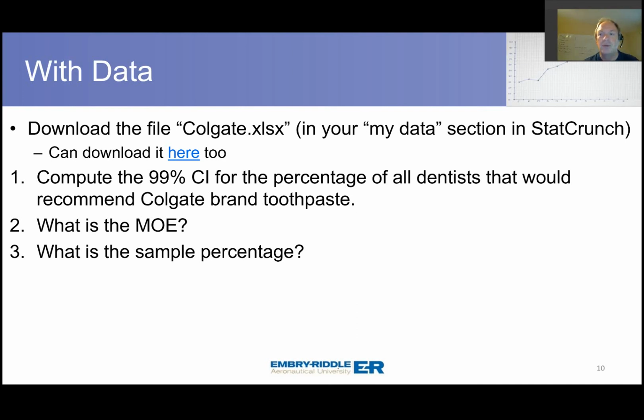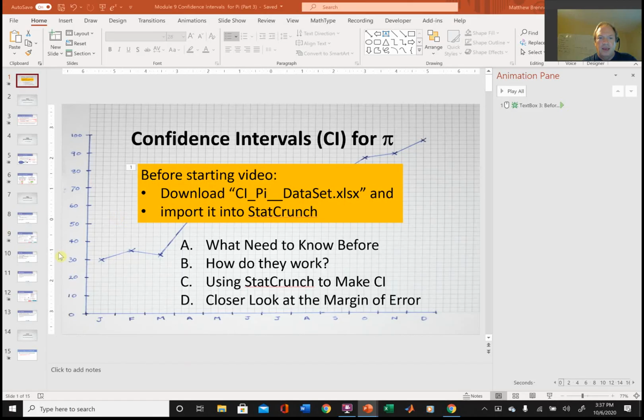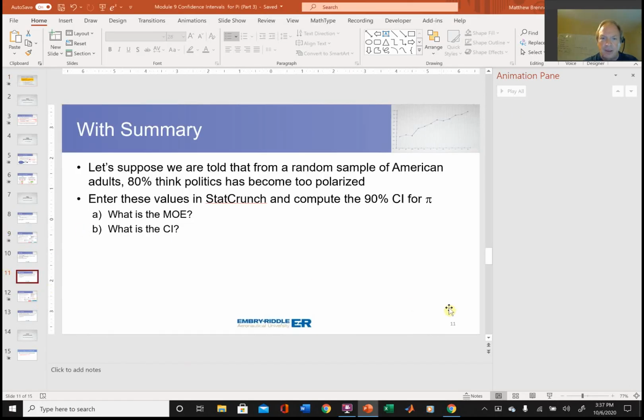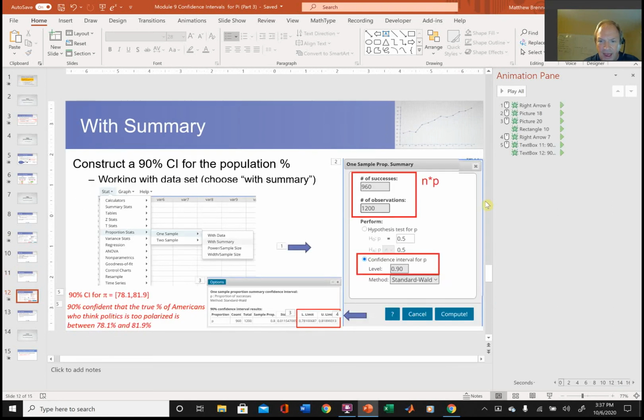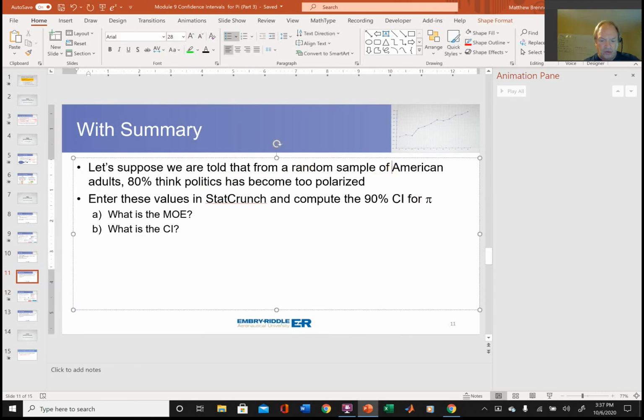Now, very often, you're not given a data set, but the summary statistics. And I made that change there because when you read research papers, you're almost always given the summary statistics. So let's go ahead and see how that would work. Let's suppose that we're told that a random sample of American adults was taken, and we find that 80% of them think that politics has become too polarized. And let's assume again that our sample size is 1,200.